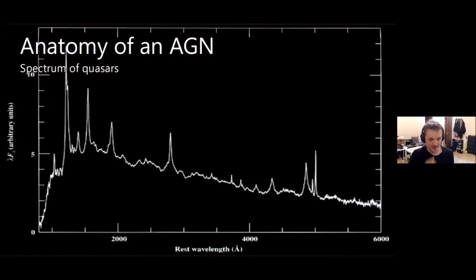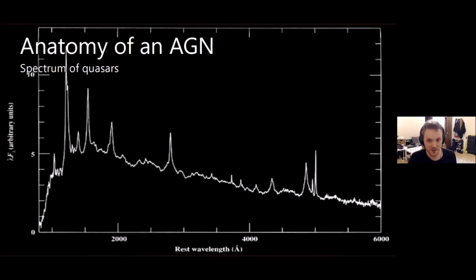Now, to be a bit more technical about AGNs, here's the optical spectrum of a quasar. It's actually not one quasar, it's the average spectrum of quasars, I think 160 different quasars. This is just in the optical wavelengths, from around 1,000 angstrom to 6,000 angstrom, or in nanometers, from around 100 nanometers to 600 nanometers. Yeah, we like angstrom.